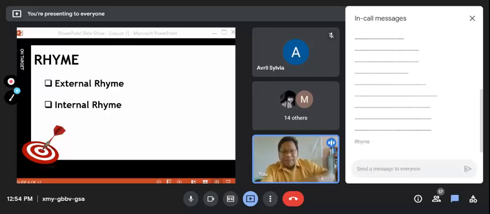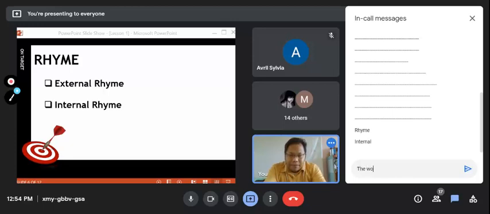Going with rhyme, we start with rhyme. Rhyme could be an external kind of rhyme or an internal kind of rhyme. If it were an internal kind of rhyme, the words that rhyme are found in the same line. For example, here's an example.